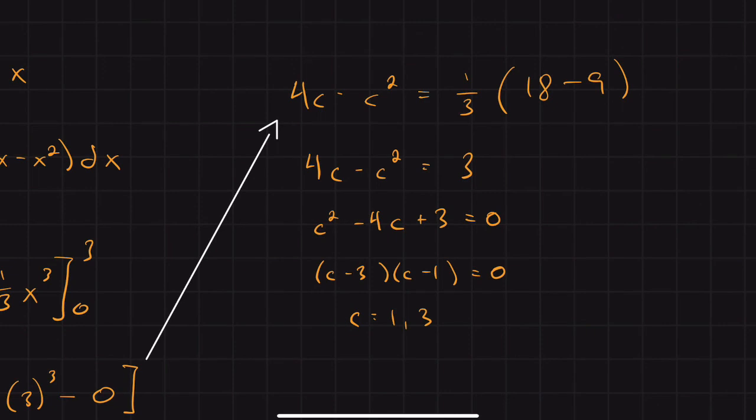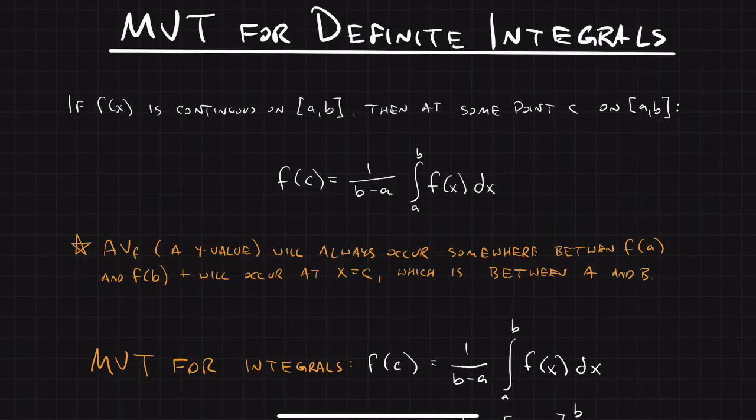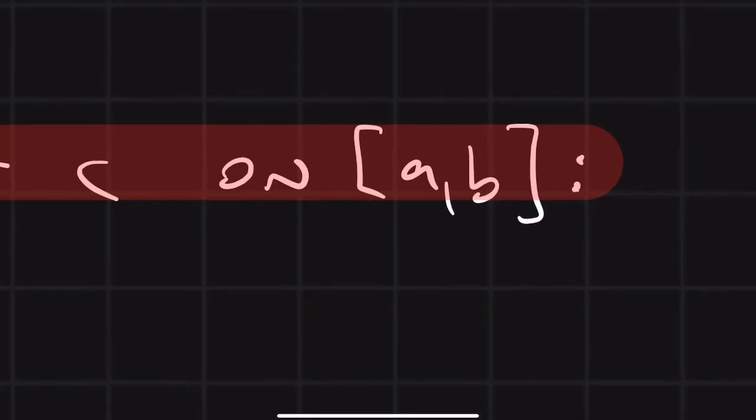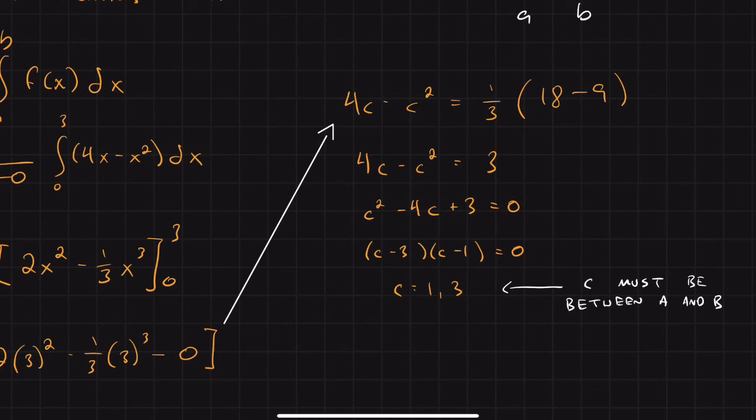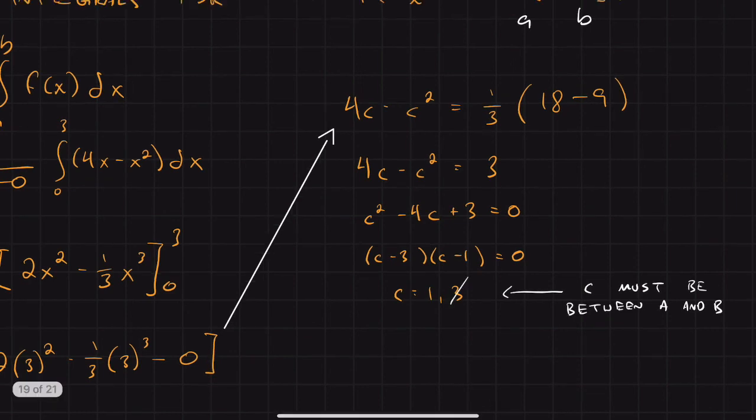The final step here is we want to consider our answers, c is equal to 1 and c equals 3, and check to see if both of these are legitimate answers. The hypothesis for the mean value theorem for definite integrals said that f of x is a continuous function on a, b, and that your point c is on a, b. C on a, b means that c has to be between a and b. So we want to make sure that our answer for c is between a and b. The interval that we were given was from 0 to 3. So that c equals 3 is not between a and b. So we can discard 3 as an answer, and our final answer is just c is equal to 1.